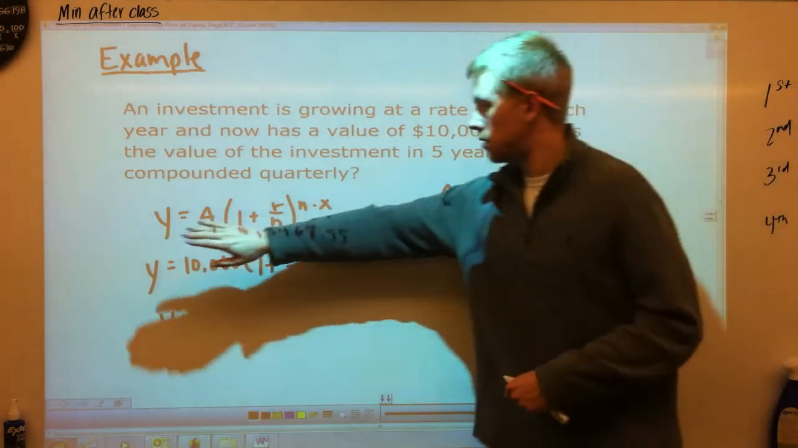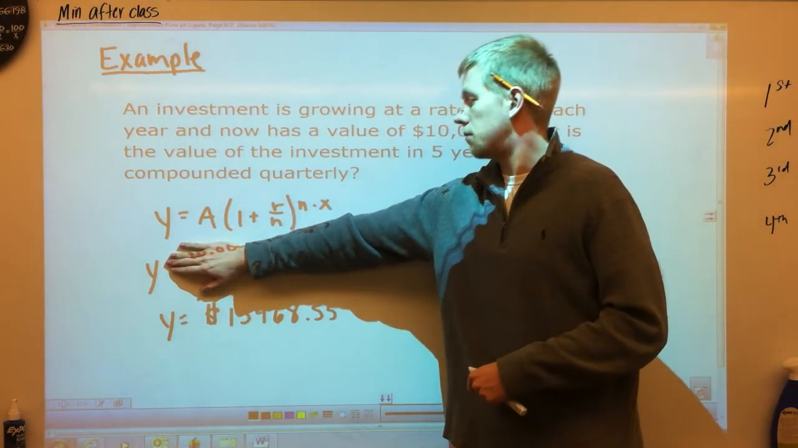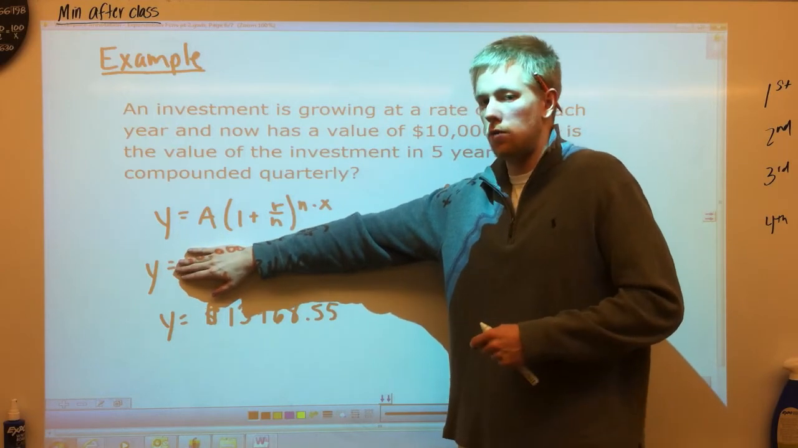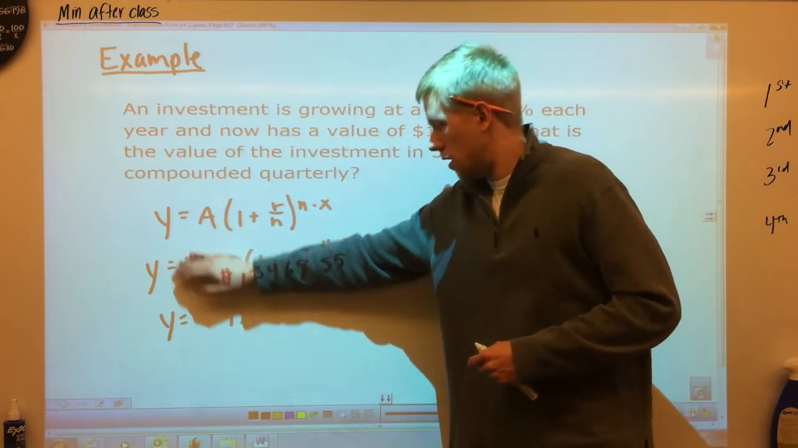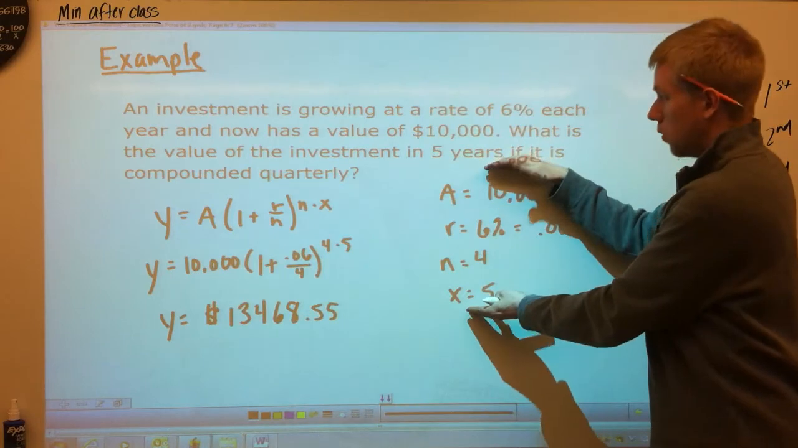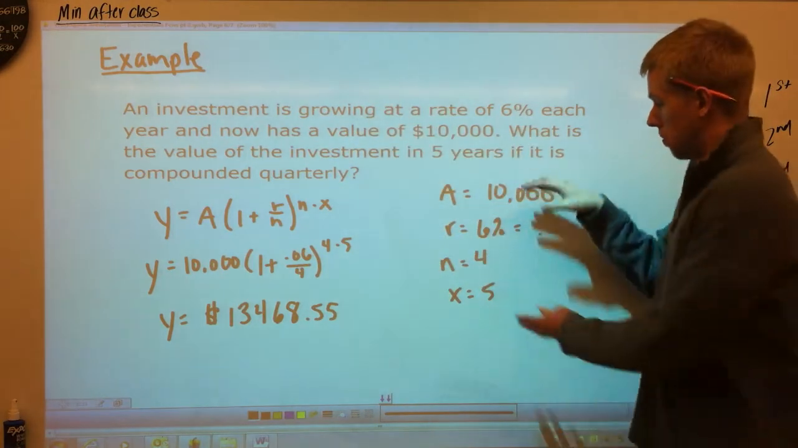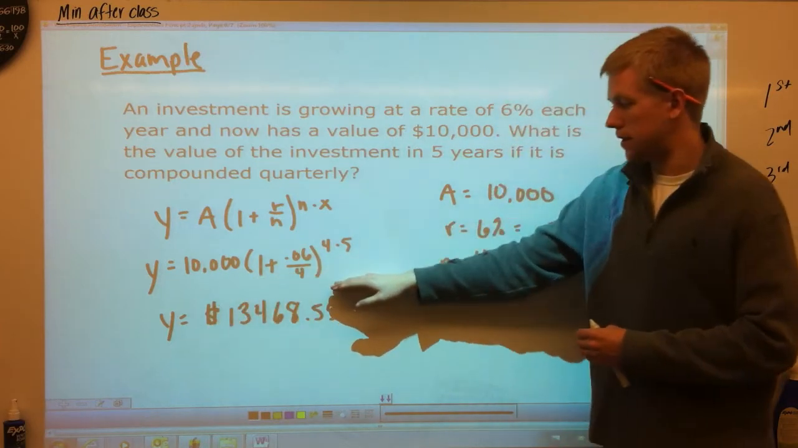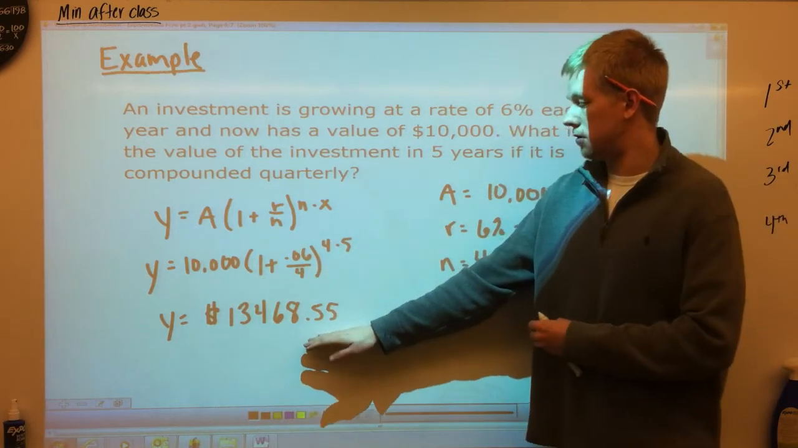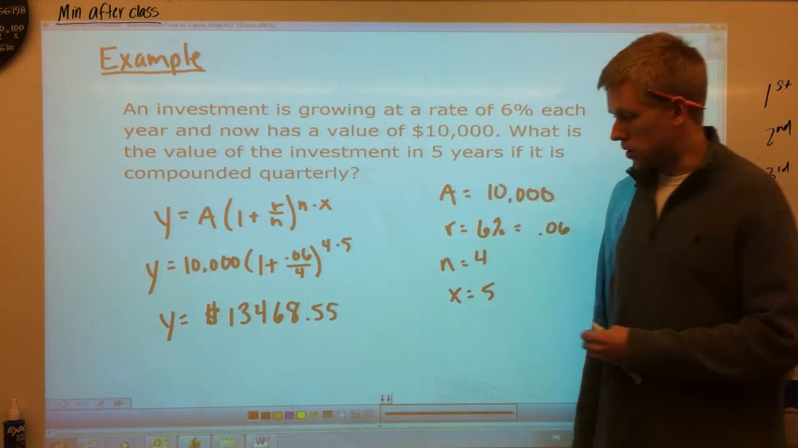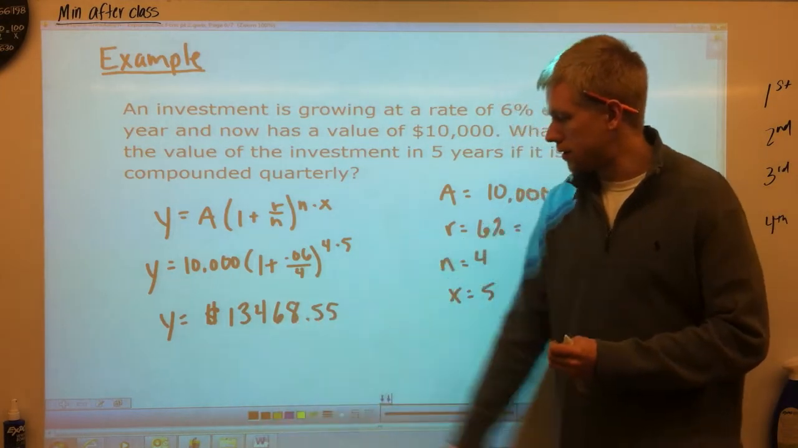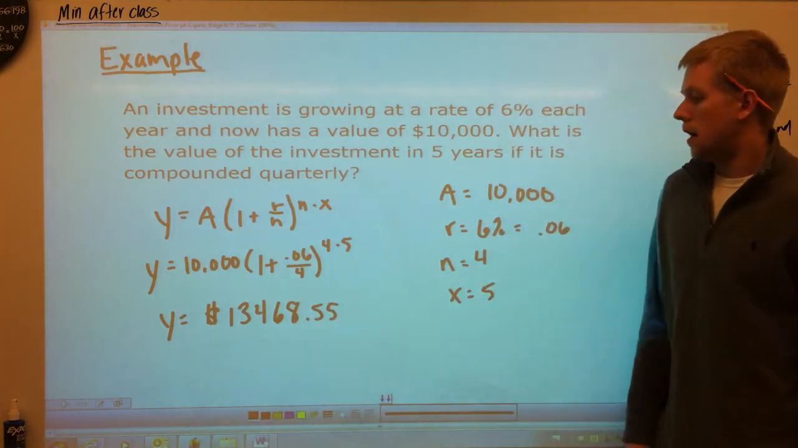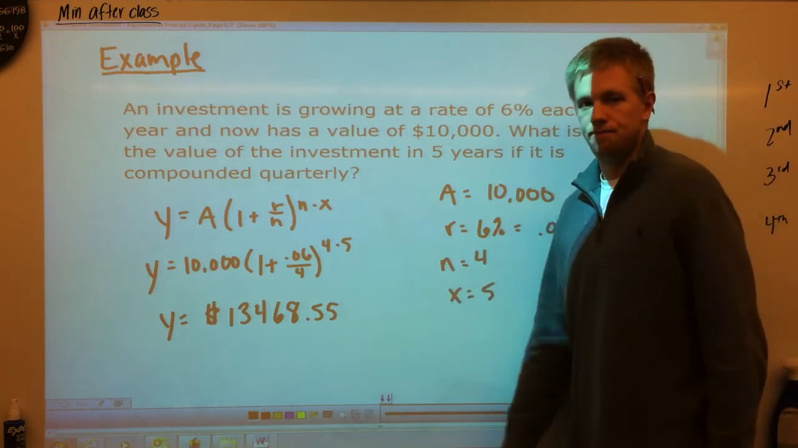So I'll write my function here. That's my function that I'm going to write down. That's always the thing you need to write down. Then I plug in what I know. Based off of what I've written down over here, what you annotated in the problem, you plug this stuff into the function, type it in your calculator once you have it set up, and you're going to round to the nearest penny, the nearest cent, which looks like it is $13,468 and 55 cents.